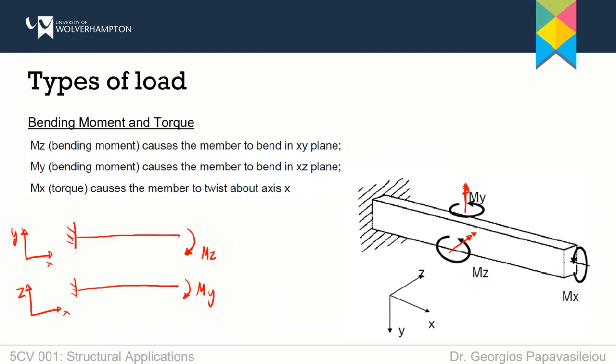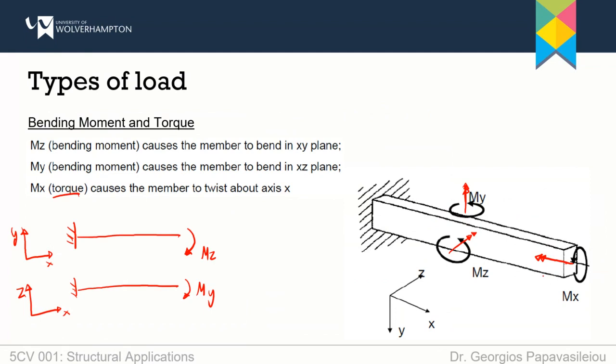However, if you have a moment that tends to rotate it in this direction, which means that it tends to rotate it around its axis, well, the vector of the moment will be parallel to the axis of the element. And what happens is that this moment tends to twist this element. Now, if you try to use this type of moment on any object, you will see that it will be twisting. This twisting moment is what we call a torque over here.